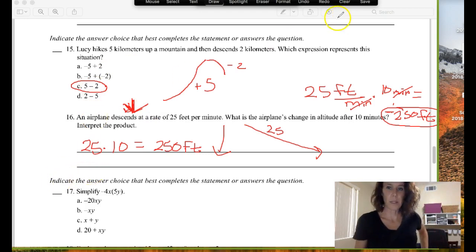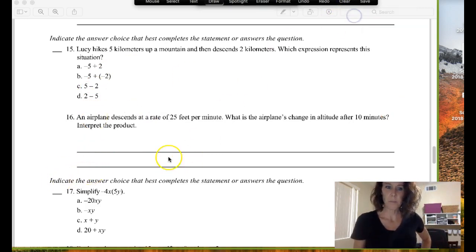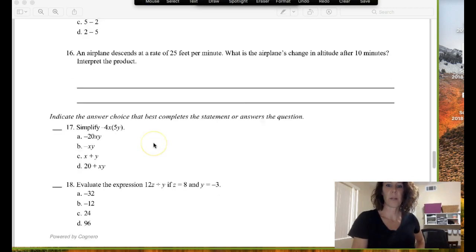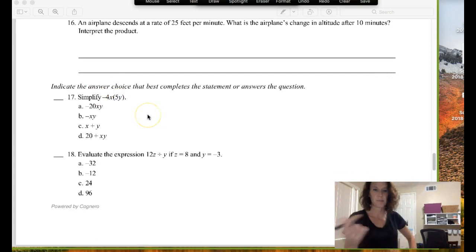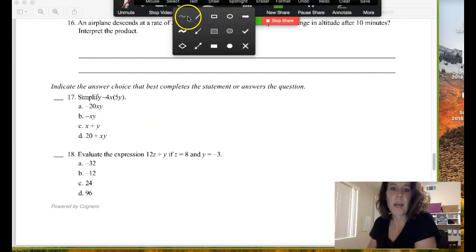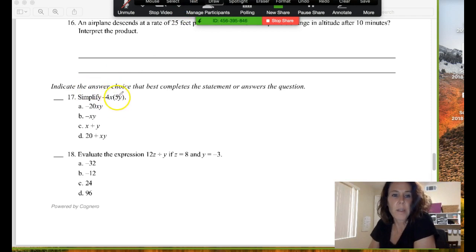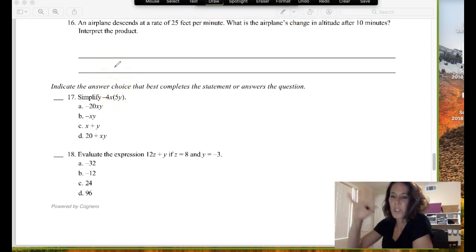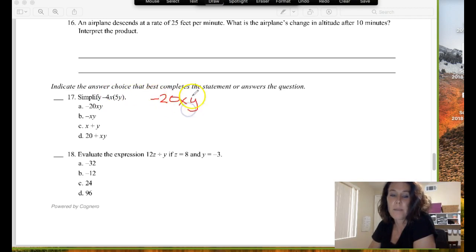All right, let's look at number 17. Indicate the answer choice that best completes the statement or answers the question. We want to simplify this, okay? If I'm going to simplify, I'm just going to do some multiplication here. This multiplication, or those parentheses, is just a big multiply, so this is just all multiplied together. I can multiply -4 and 5, and that's going to give me -20, and then multiply that times x, and then times y. And then I'm done, -20xy.